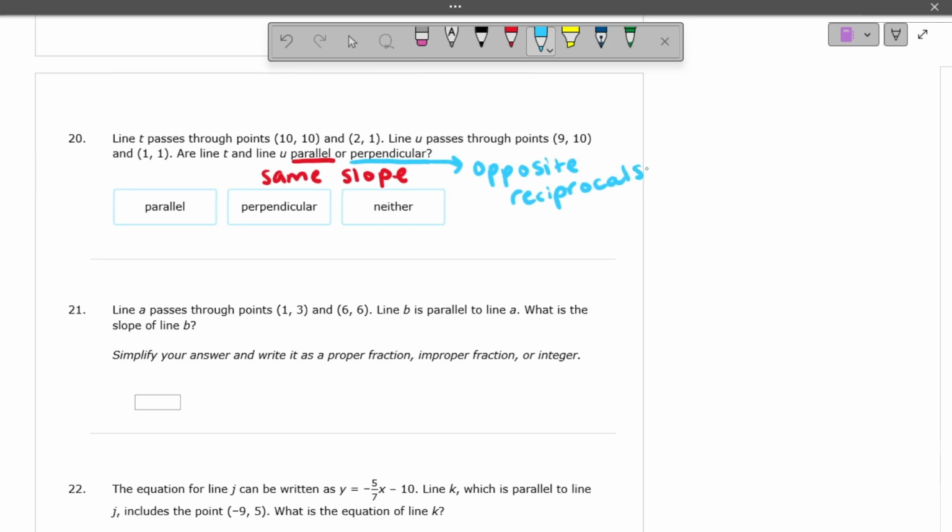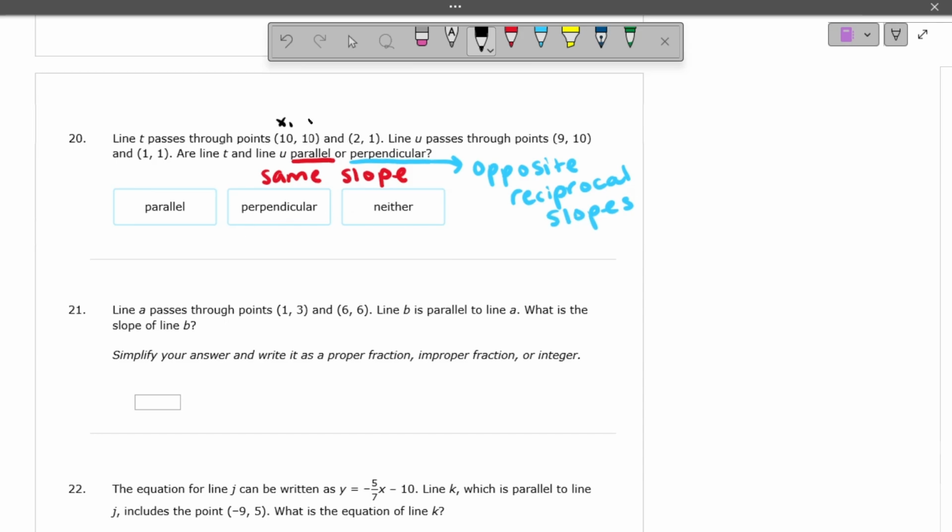Opposite reciprocals, meaning that we are going to flip the fraction and change the sign. So I'll show you through this example. Both of these are dealing with slope, which actually are opposite reciprocal slopes. Let me finish that sentence there. But both of these are dealing with slope. We're given 2 points for these lines, so let's find the slope.